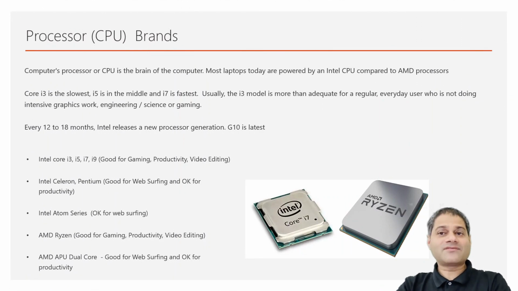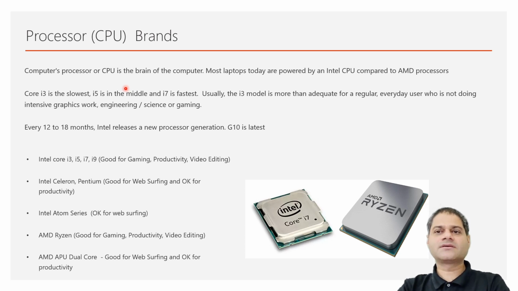Now let us talk about the brain of a computer. That's the CPU, Central Processing Unit. Most of the laptops are using Intel CPUs compared to AMD processors. Intel processors are more powerful and expensive compared to AMD. In Intel, Celeron and Pentium are slowest, and i3 and i5 are middle, and i7 is the fastest one. Usually, i3 model is more than adequate for regular work, for home, etc.